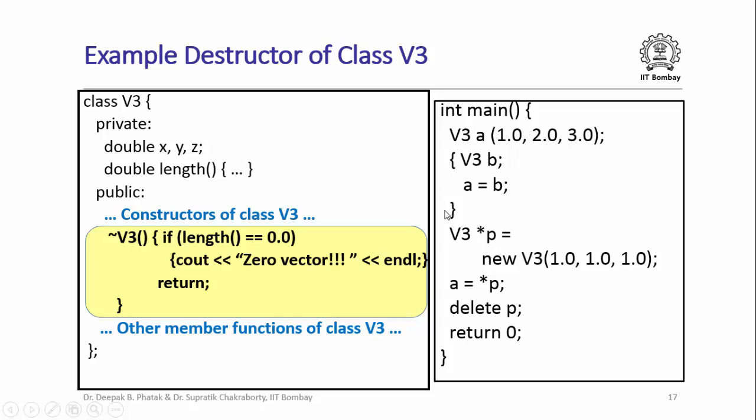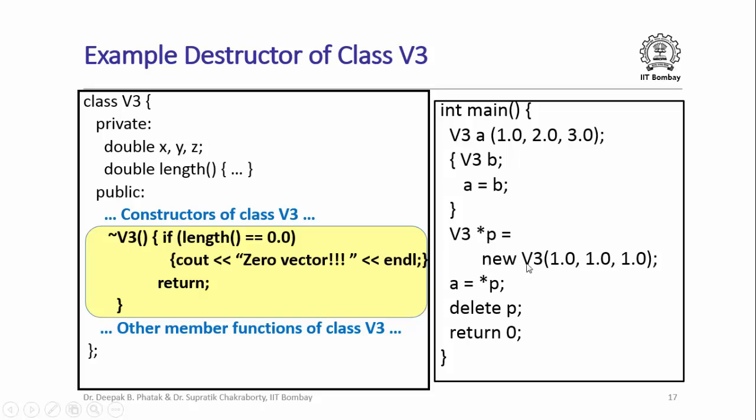And after that, I come out of this block. Since this object is defined only within this block, the object B will now get deallocated, and because B had all its data members set to 0, the destructor function of the object B will now print out 0 vector.